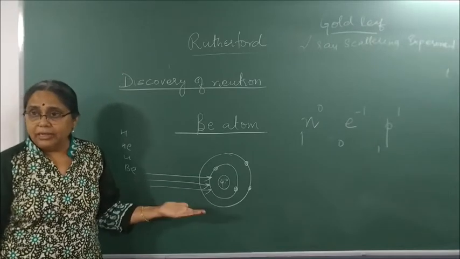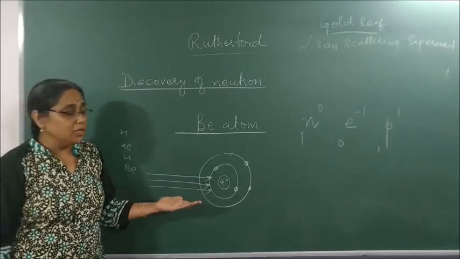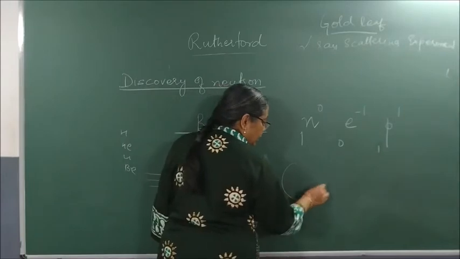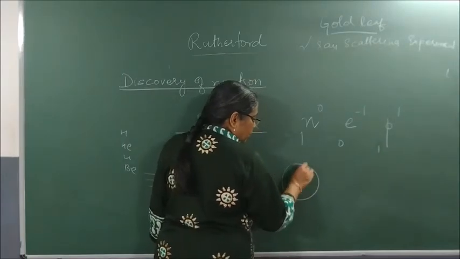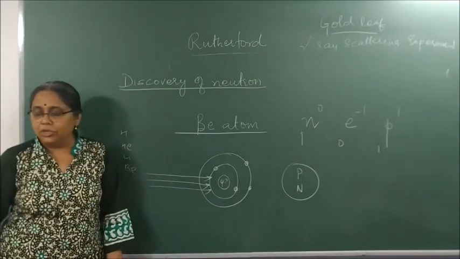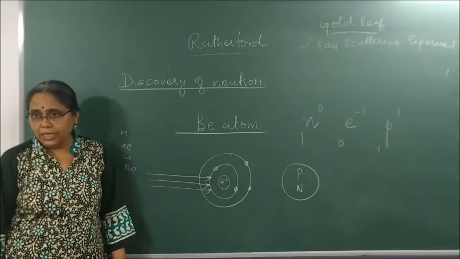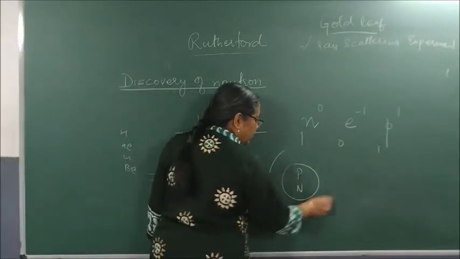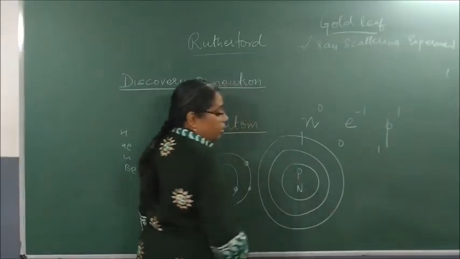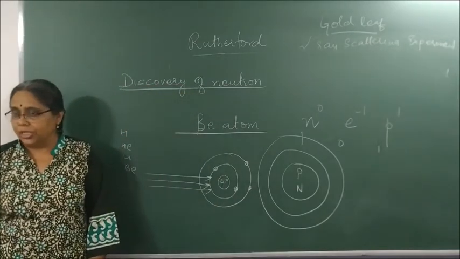And then he said that neutrons are present along with protons in the nucleus of the atom. So now how many parts do we have in the nucleus? Protons and neutrons. And the electrons revolve around the nucleus.